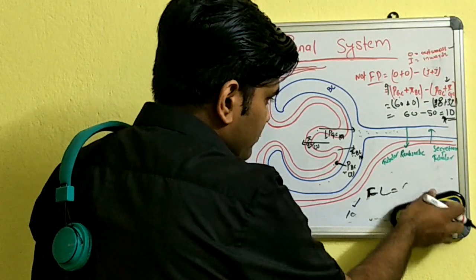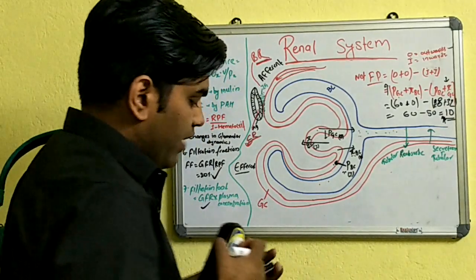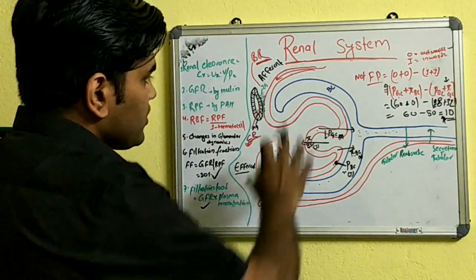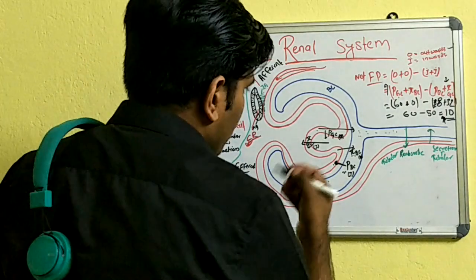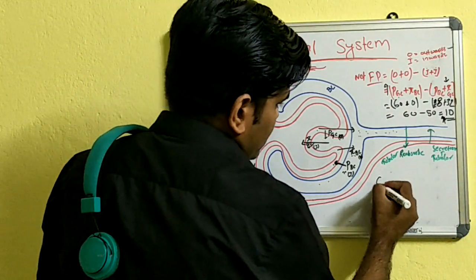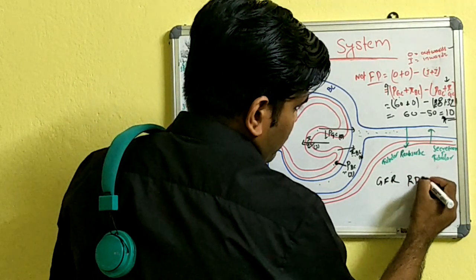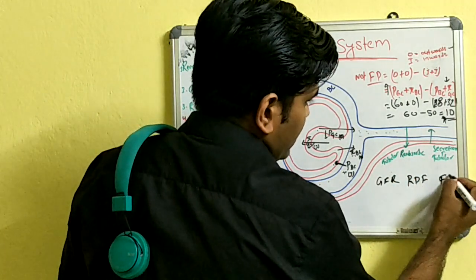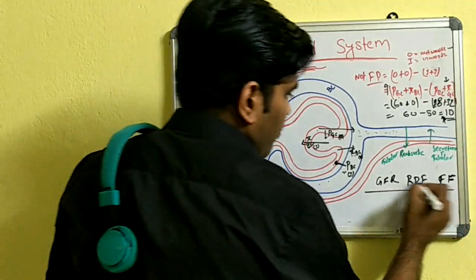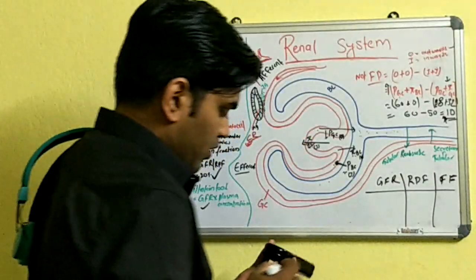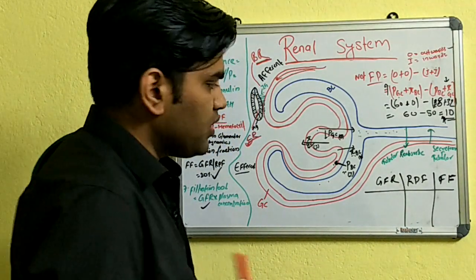Now let me talk about the factors that affect these afferent and efferent parameters. That is important. Normally you have to understand how GFR, renal plasma flow and filtration fraction get affected. You have to understand these three things. That is also mentioned in First Aid. You can go through it.